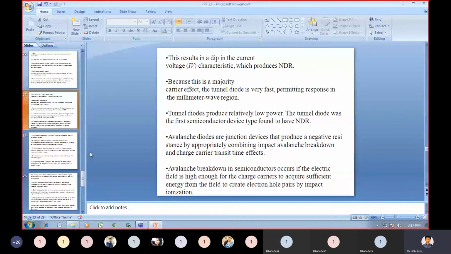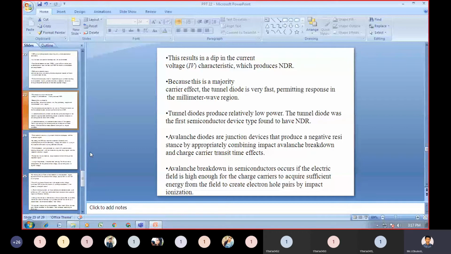Because this is a majority carrier effect, the tunnel diode is very fast, permitting response in the millimeter wave region. The tunnel diodes produce relatively low power, and it was the first semiconductor device type found to have NDR.